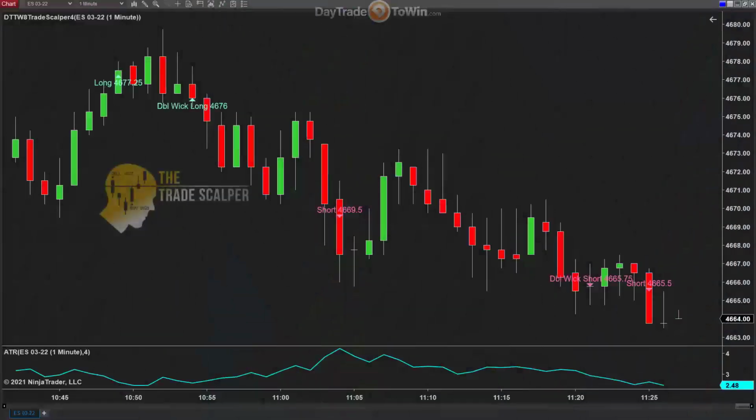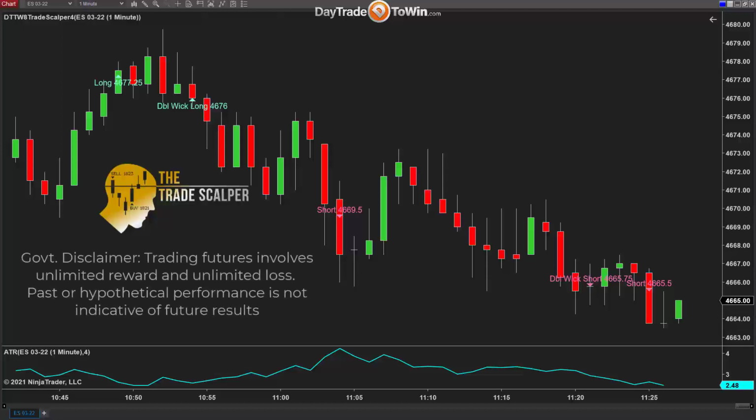Hello everyone, today is December 13th and we're looking at the Trade Scalper signal, specifically the signal that just popped up here at 46.6550 to enter short.